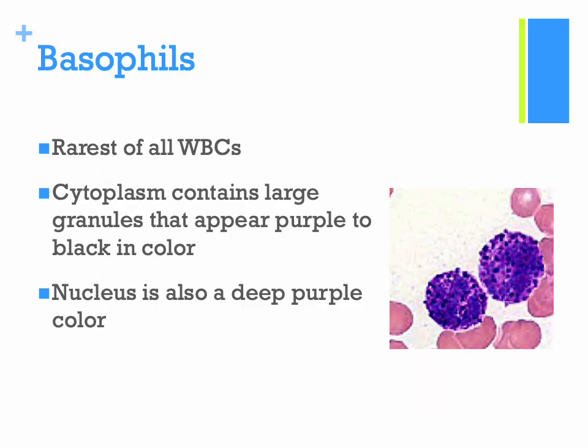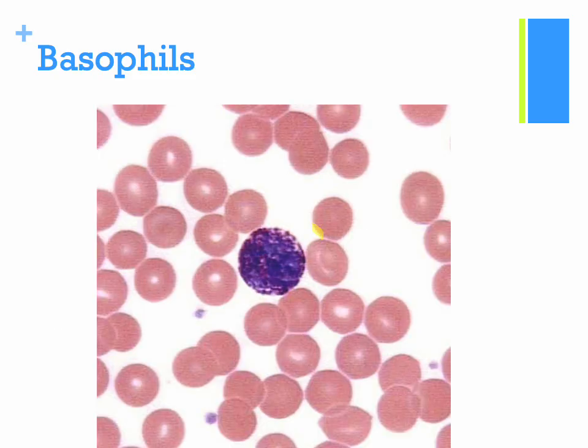Basophils, so they are the reddest of all the white cells. Their cytoplasm has a lot of granules, and that's why you see all this. These are all granules. So their nucleus is also deep purple, but it's hidden because of all those granules. See them here? They're very easy to spot because you can see their shape, but also their granules.